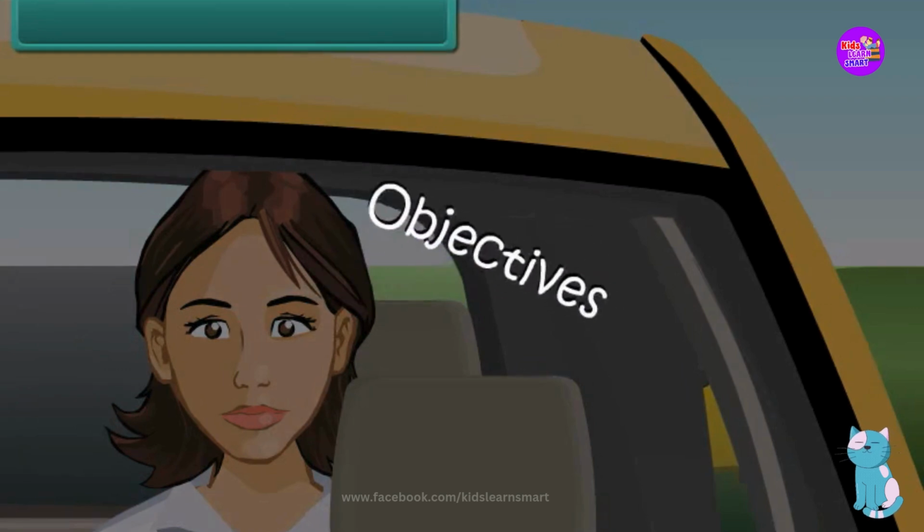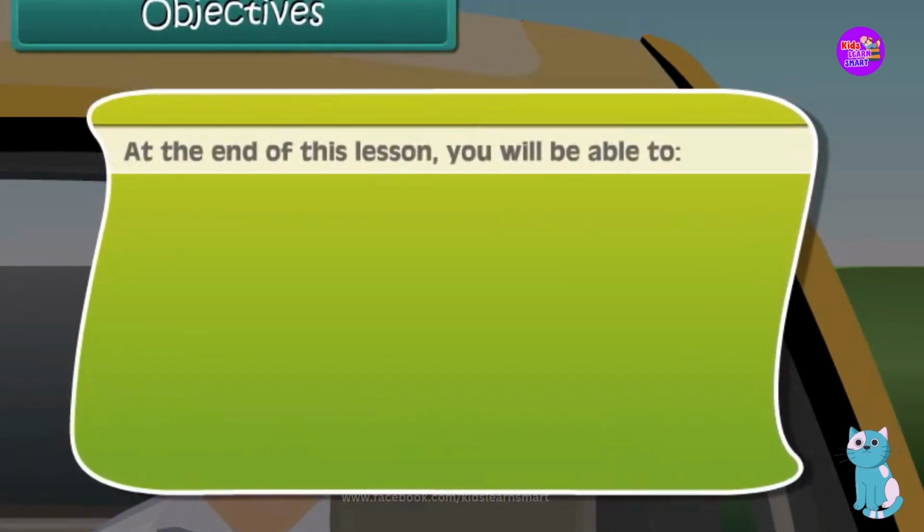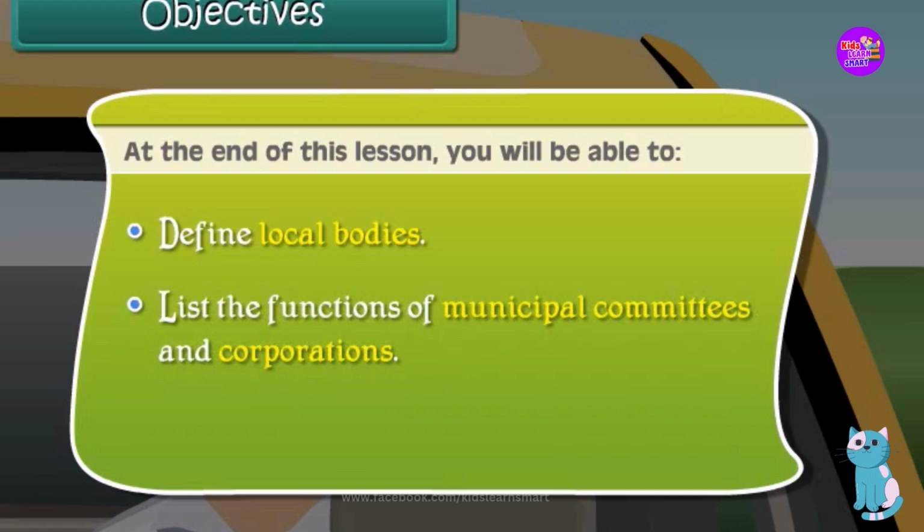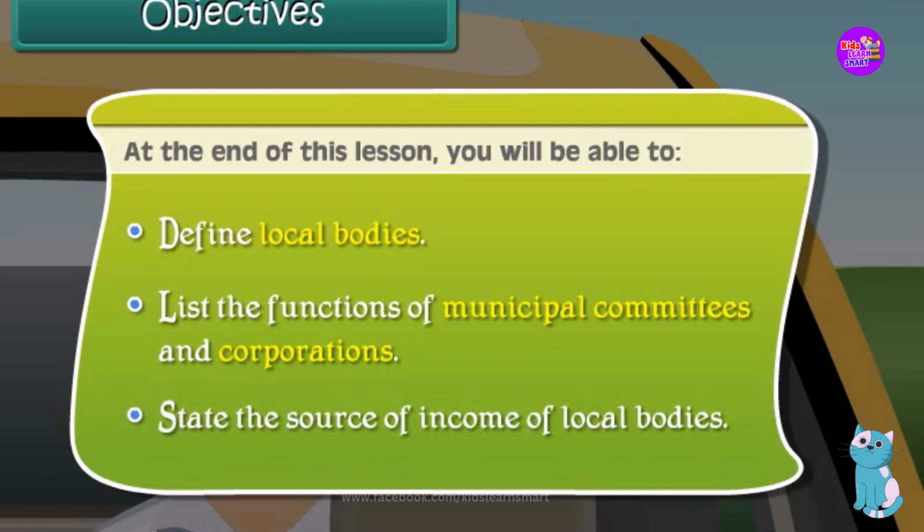Objectives. At the end of this lesson, you'll be able to define local bodies, list the functions of municipal committees and corporations, state the source of income of local bodies.